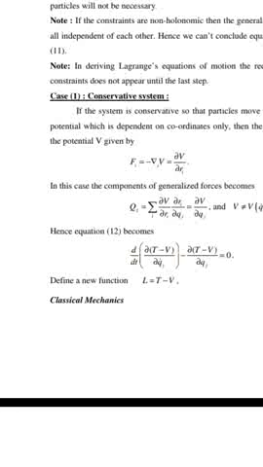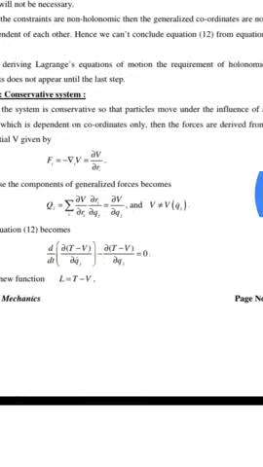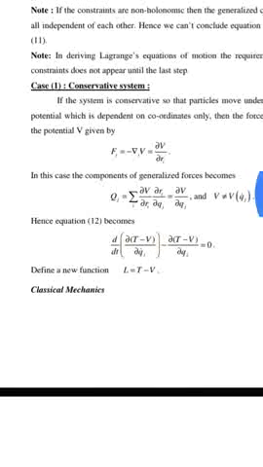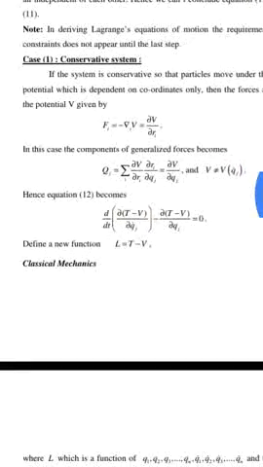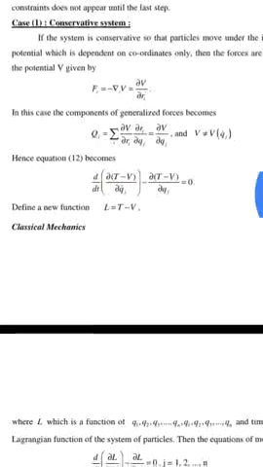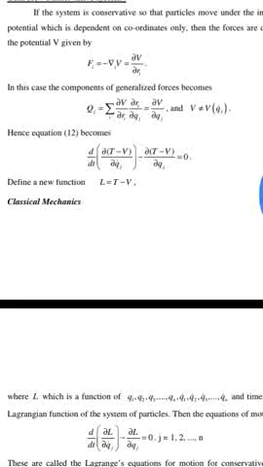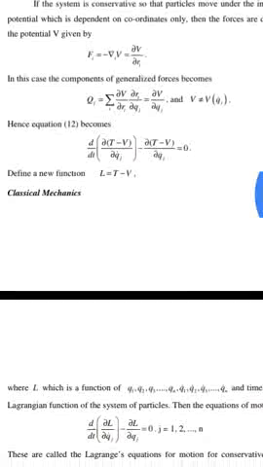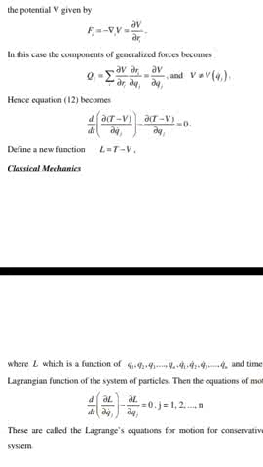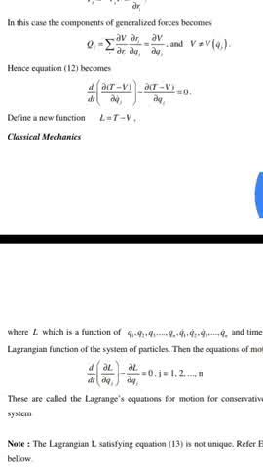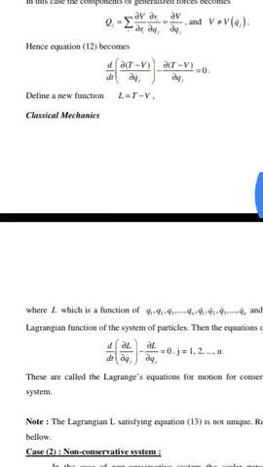For a conservative system, the particle moves under the influence of a potential which depends on the coordinates only. Therefore, Fi is equal to minus del V by del Ri. In this case, the component of the generalized force becomes Qj is equal to minus del V by del Qj, and V is not a function of Qj dot.